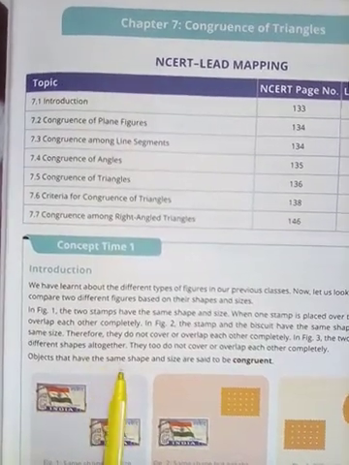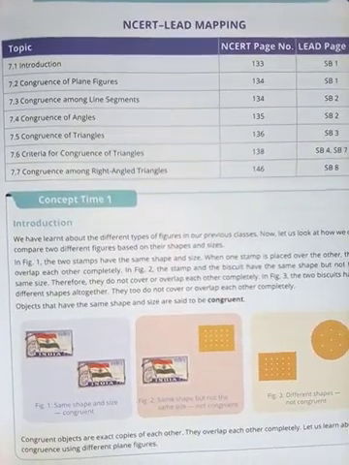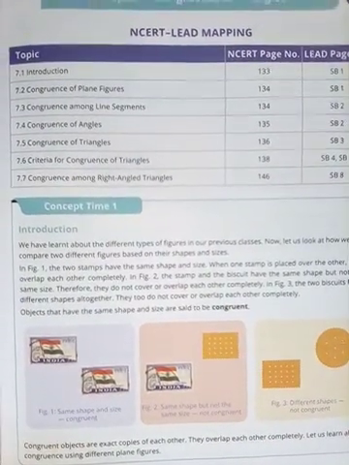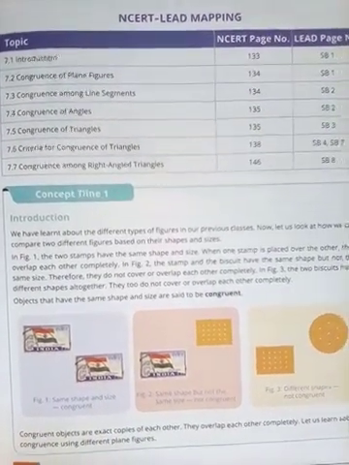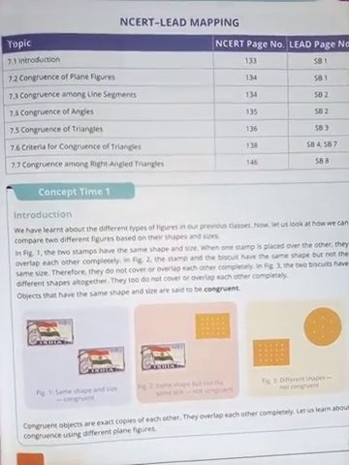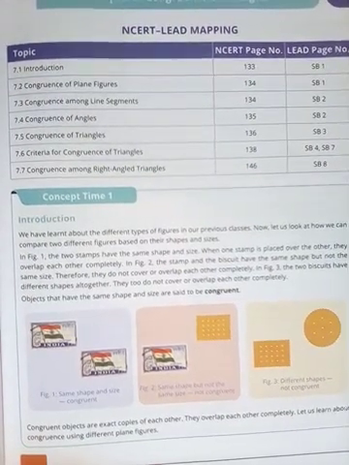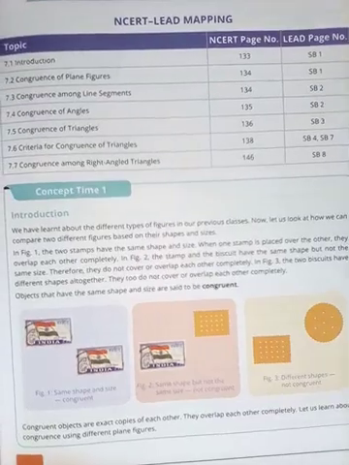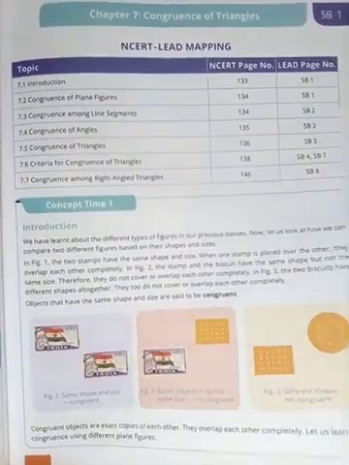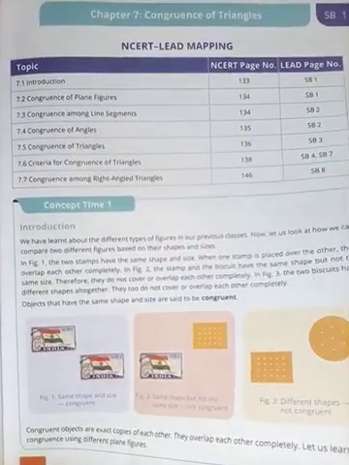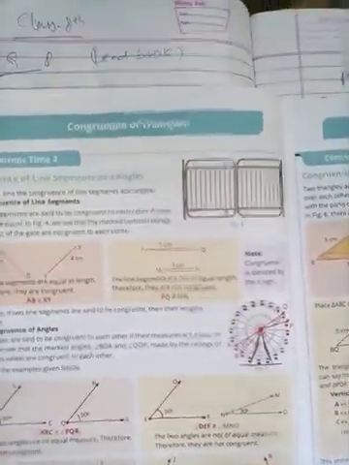Objects that have the same shape and size are said to be congruent. It means two or more objects which have the same shape and size, then we can say congruent. For example, two blades are congruent, or two or more biscuits in one packet are also congruent, and your left hand and your right hand are also congruent. So dear students, congruence of line segments and angles.